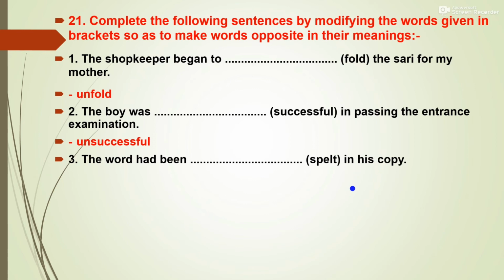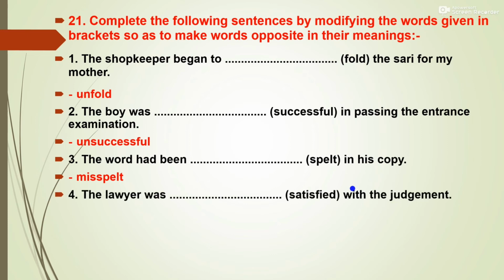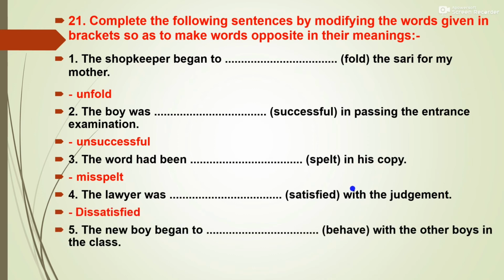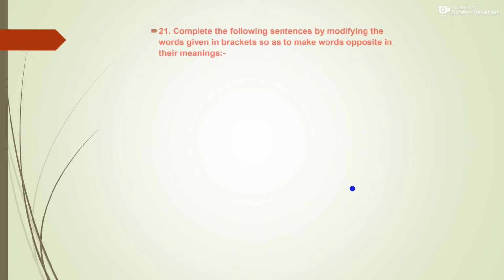The word had been dash in his copy, spelled, opposite misspelled. The word had been misspelled in his copy. The lawyer was dash with the judgment, satisfied, opposite dissatisfied. So the lawyer was dissatisfied with the judgment. The new boy began to dash with the other boys in the class, behave, opposite misbehave. The new boy began to misbehave with the other boys in the class.